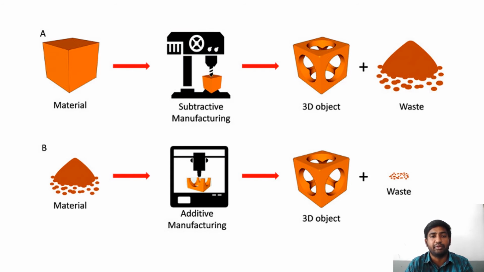In additive manufacturing, the material is in powder or liquid form, or solid materials like laminated objects. Material is added: first of all the base structure is created. After that each individual layer is formed using this nozzle. Here you can clearly see the 3D object with a minimum amount of wastage. The main advantage of the additive manufacturing technique is reduced material wastage.